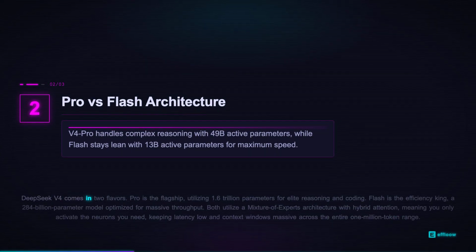DeepSeek V4 comes in 2 flavors. Pro is the flagship, utilizing 1.6 trillion parameters for elite reasoning and coding. Flash is the efficiency king, a 284 billion parameter model optimized for massive throughput. Both utilize a mixture of experts architecture with hybrid attention, meaning you only activate the neurons you need, keeping latency low and context windows massive across the entire 1 million token range.